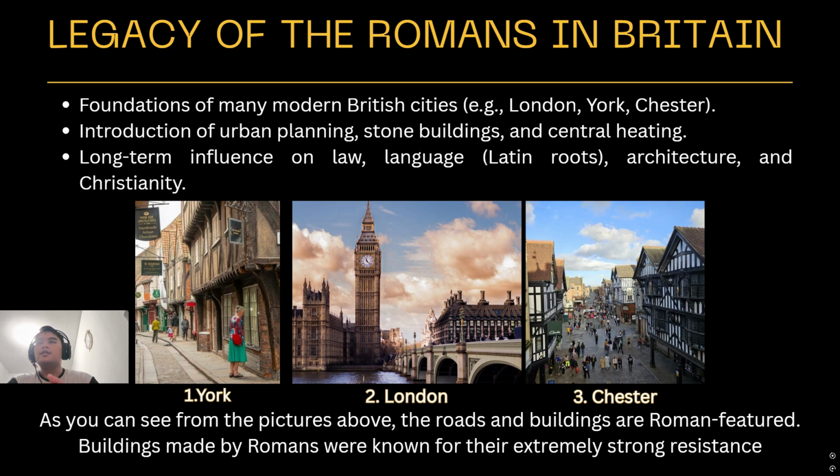The first picture is York, and second is London, and the third picture is Chester. As you can see from the pictures above, the roads and buildings are Roman featured. Buildings made by Romans were known for their extremely strong resistance.